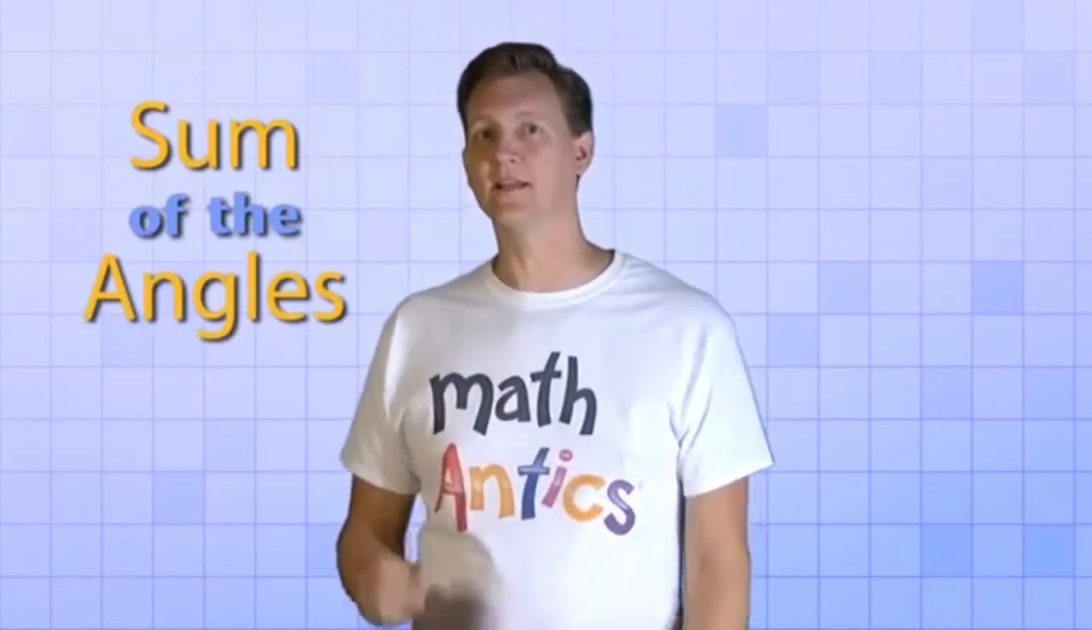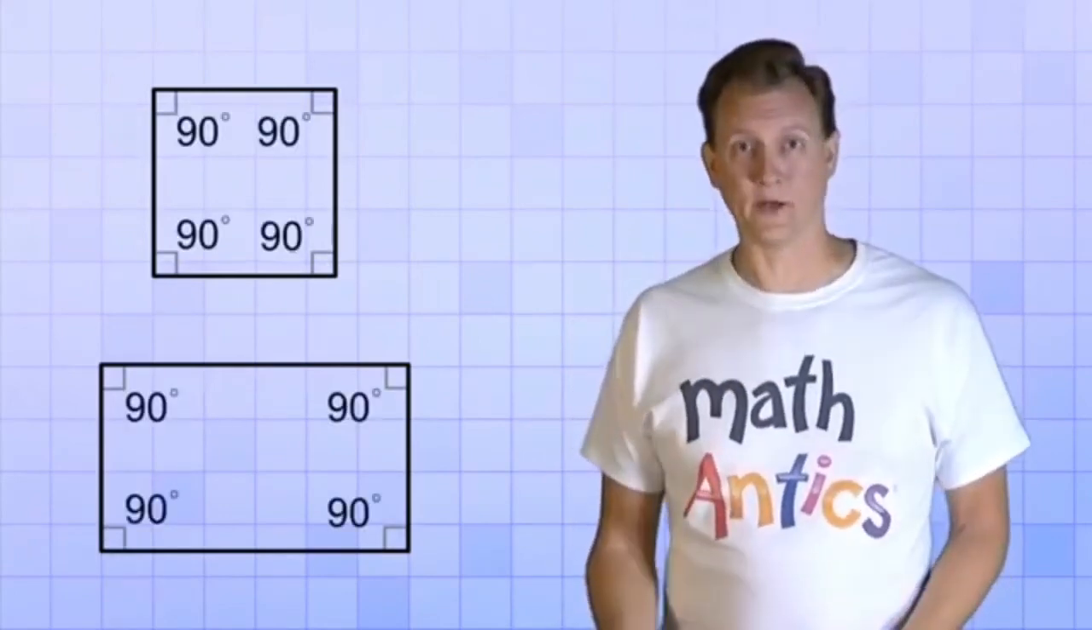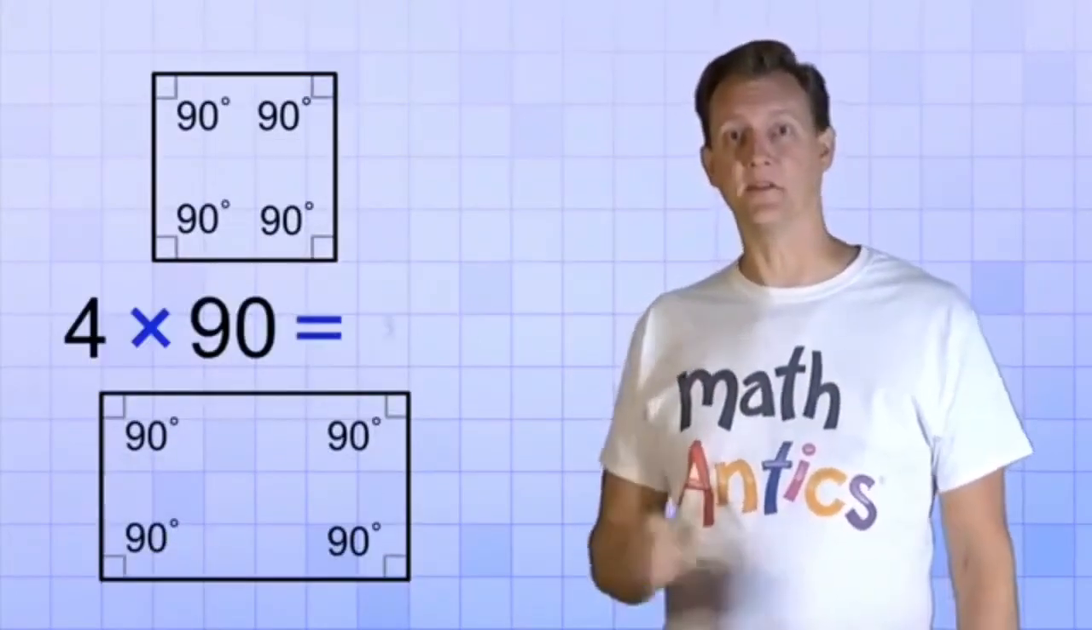There is one more really important thing you need to know about quadrilaterals. You need to know that the sum of the angles of a quadrilateral is always 360 degrees. Now that's pretty obvious for a square or a rectangle. Those shapes have four right angles, and since we know that a right angle is 90 degrees, 4 times 90 gives us 360.